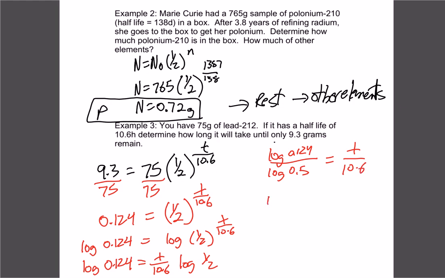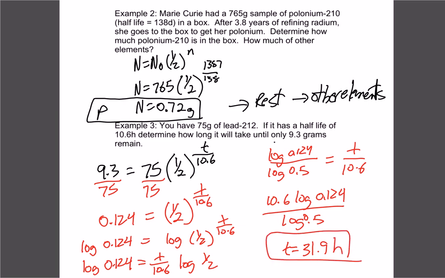So we can cross multiply. You'd have 10.6 times log 0.124 divided by log 0.5. You can just type that directly in your calculator and it should be good. So 10.6 times log 0.124, divide that by log 0.5, we get an answer of 31.9. So in 31.9 hours, we'd be down to that amount.